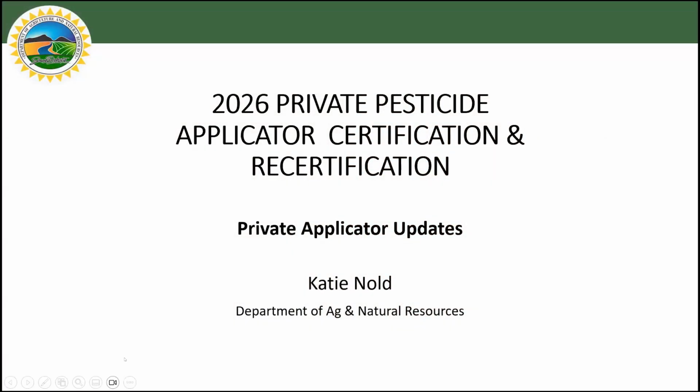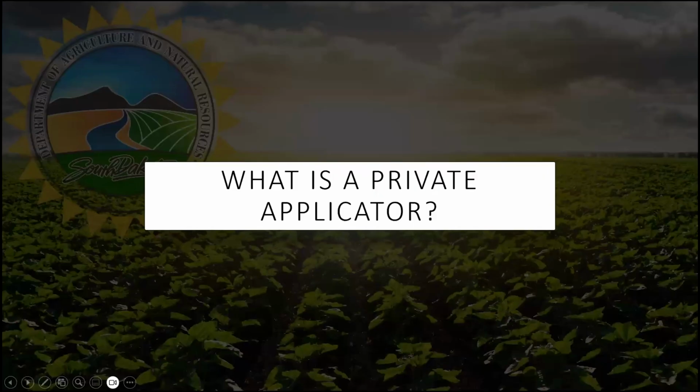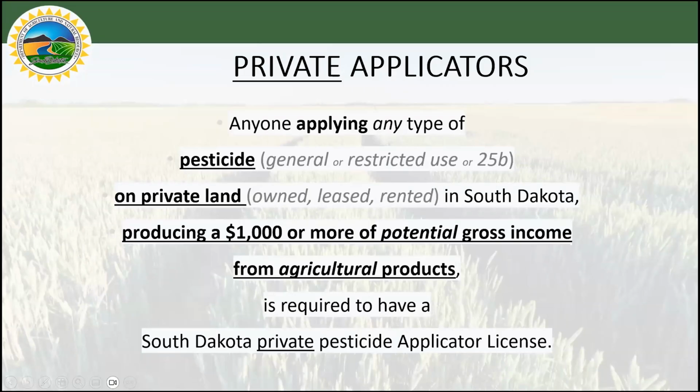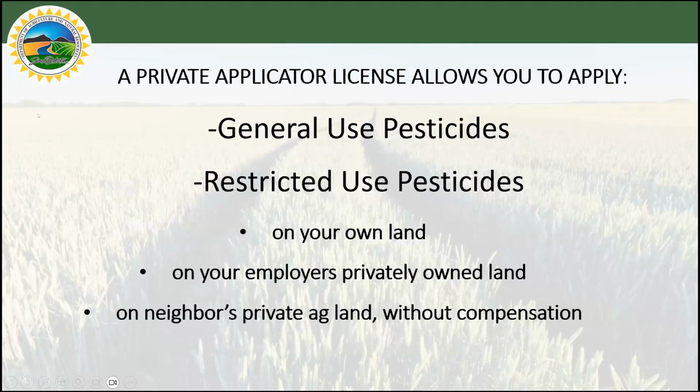Perfect. All right, as Steven said, I am Katie with the South Dakota Department of Ag and Natural Resources, and I'm going to go over the first part, and then I'm going to hand it off to Val for the second part. So initially, what is a private applicator? This is the legal description, if you would like to read that. But a private applicator license allows you to apply general use pesticides or restricted use pesticides on your own land, on your employer's land, or on neighbors' private ag land without compensation.